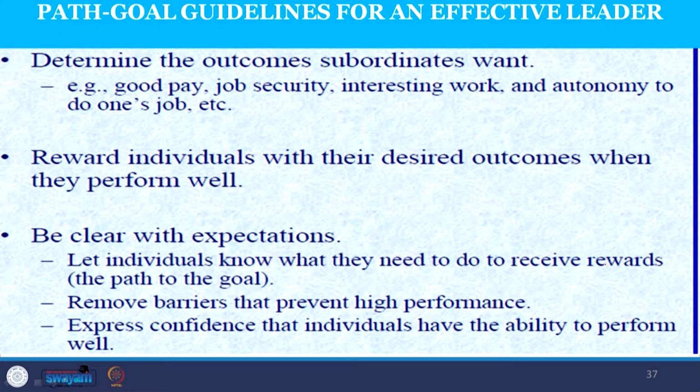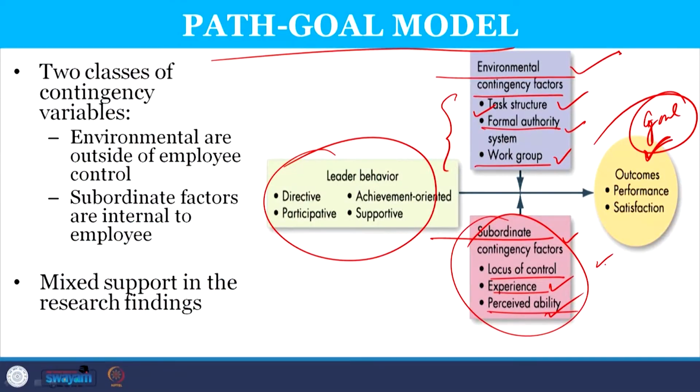And this theory determines the outcome of the subordinates, that is good pay, job security. It determines the outcomes subordinates want. Here we have discussed the outcome, performance or satisfaction of the subordinates.